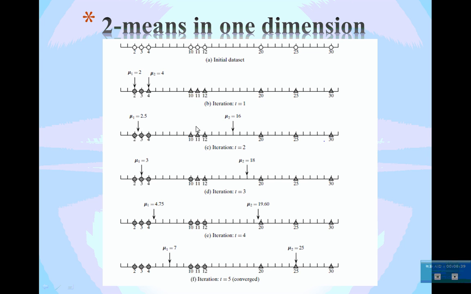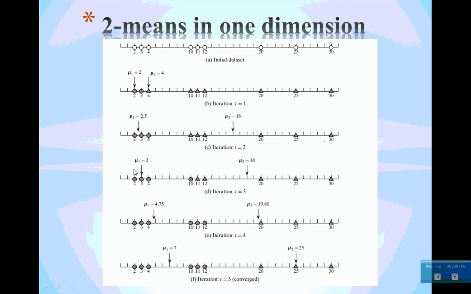That's why 10 belongs to this cluster. So here, again, we get the new cluster, meaning 2, 3, 4 is in one cluster, and this part in one cluster. And next, again, we take the average from these 3 data points in the same cluster. Then we get the average value 3. And here again 18.